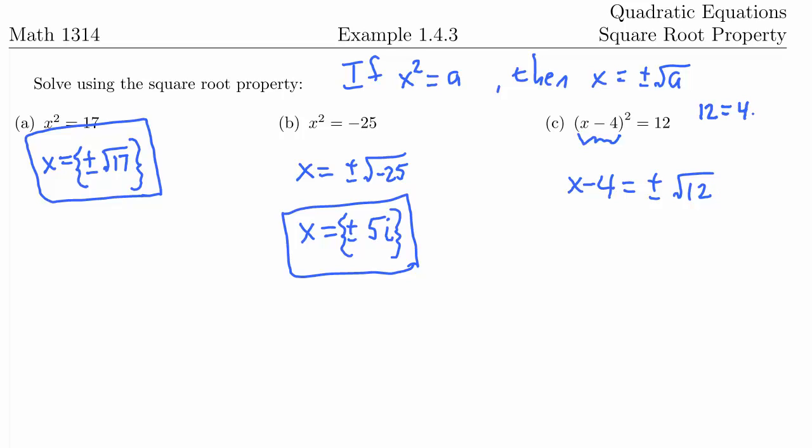12 is the same thing as 4 times 3, if you need to use the factor tree. So whenever I simplify that, that gives me x minus 4 is equal to plus or minus the square root of 4, which is 2, times the square root of 3, which stays the square root of 3. Then you add 4 to both sides. So x equals positive 4, I added 4, plus or minus 2 times the square root of 3, or 4 plus or minus 2 square root of 3.